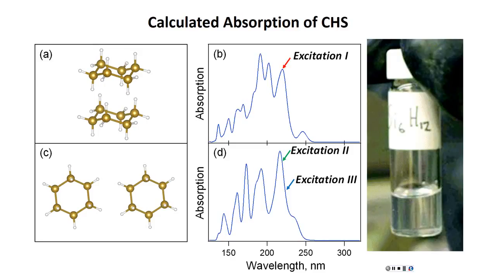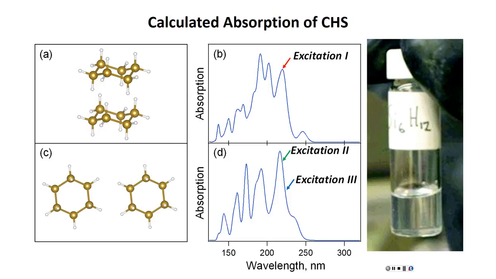This time, our simulation cell consists of 2 CHS molecules, and we consider 2 placement configurations, face-to-face and side-by-side. And we compute the absorption spectrum for both of them. And here is the result.